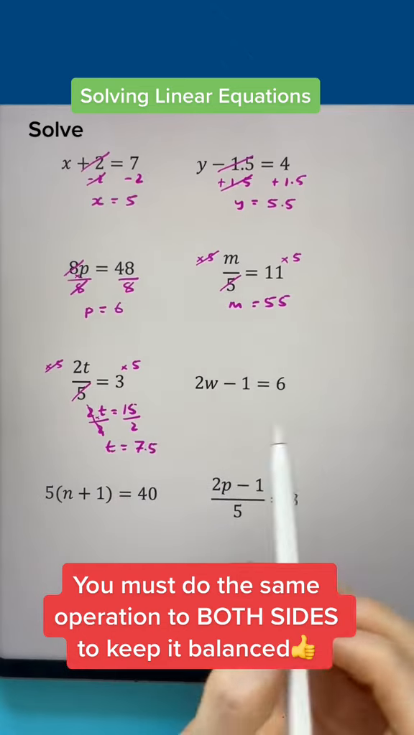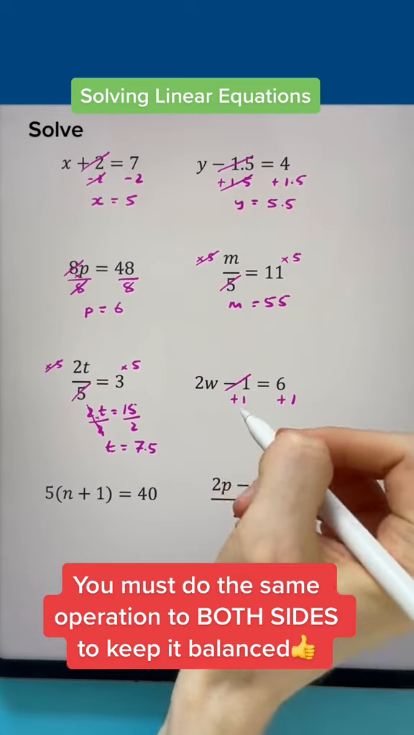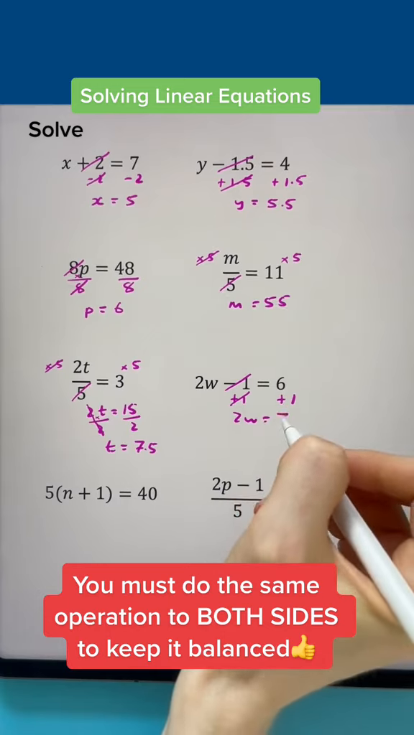For question 6, the opposite of minus 1 is to add 1 to both sides. Here, negative 1 add 1 will cancel to leave us with 2w. And on the right, 6 add 1 gives us 7.